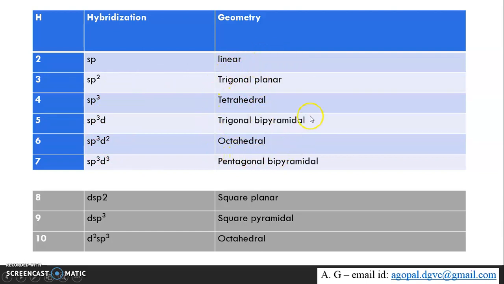Geometry includes the lone pair. Okay, with the lone pair, the shape is actually called geometry. Without lone pair, it is called just shape. So try to understand the difference between shape and geometry. Geometry means including lone pair.